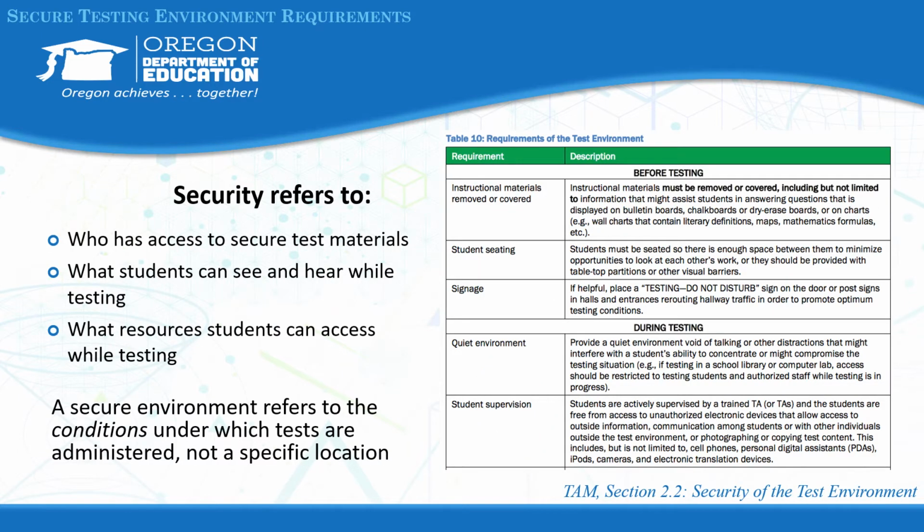Test security generally involves who has access to secure test materials, what students can see and hear while testing, and what resources students can access while testing. To ensure a secure test environment, there are requirements that must be met in preparation for testing, during testing, and once testing has been completed. Table 10, included in Section 2.2 of the TAM, provides a list of requirements that must be met during these three phases to maintain the security of test materials and the security and validity of student responses from start to finish, and is an excellent resource to consult at each phase.